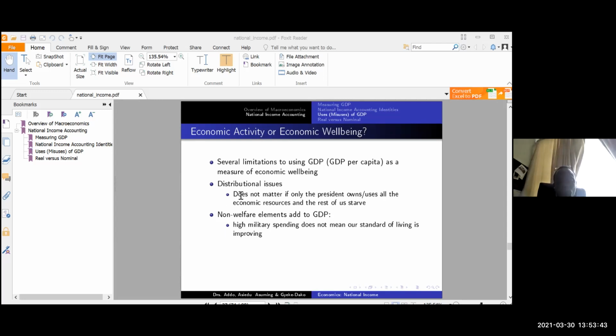So we have to look at distributional issues. There are also non-welfare elements that are added to GDP. Government expenditure also increases, and government also spends on, say, military stuff. So high military spending does not mean that our standard of living is improving. The fact that government is spending does not mean our well-being has improved. It depends on what government is spending the money on. Okay, so these are some of the things.